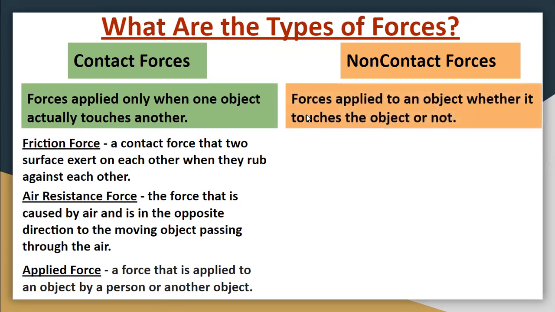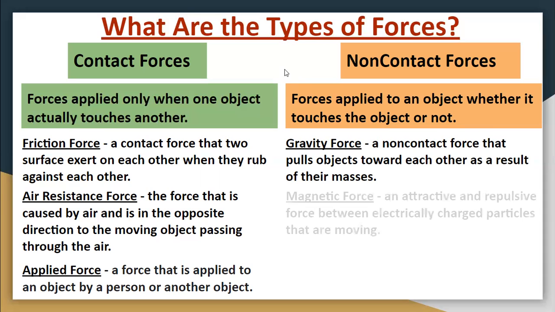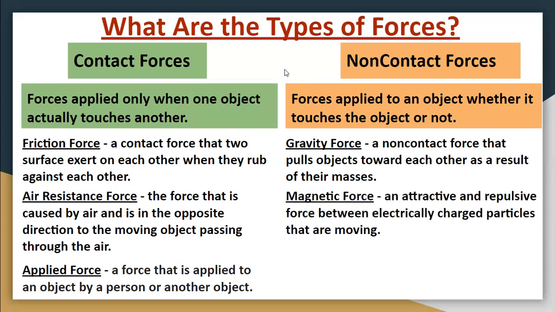Then you have non-contact forces. These are forces applied to an object, whether it touches the object or not. So what on earth do I mean by that? Well, gravity is a force, but it's non-contact. It pulls objects towards each other as a result of their masses. Magnetic force is non-contact, an attractive and repulsive force between electrically charged particles that are moving.